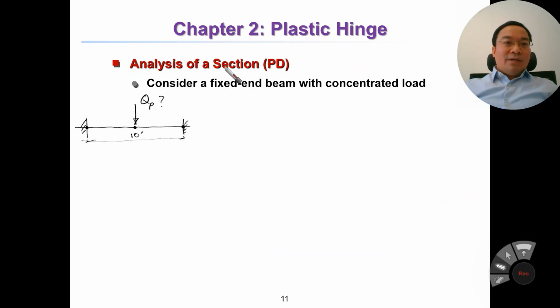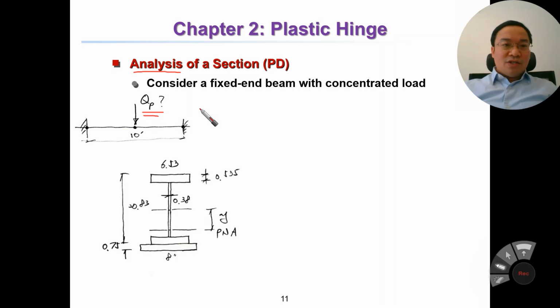The next problem is analysis of the section. The previous one is design and this one is analysis. What does analysis mean? Analysis means calculate the load. Okay, what is the load? So the section is given. How to determine the load? That is the analysis problem. Again, we consider the same beam with the length of 10 feet and the concentrated load at the middle, QP, and we have to calculate QP.